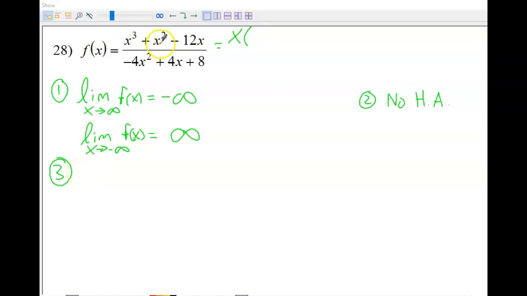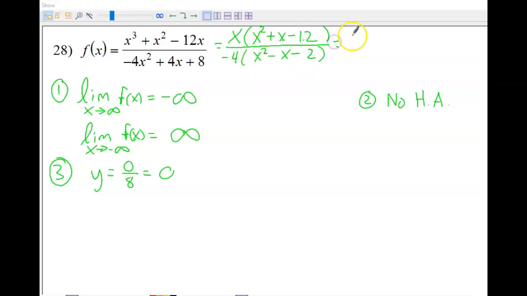So if I plug in 0 on the top, I end up with 0. And on the bottom, I end up with 8. And when you have 0 over 8, that's just 0. So my y-intercept is 0. Now we move on to the factoring. On the top, I could take out an x, which would leave me with the following. And then for these polynomials on the top and bottom, we would go ahead and use the box method to factor them.